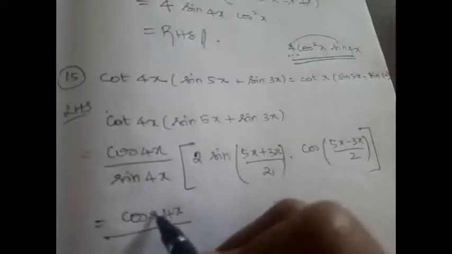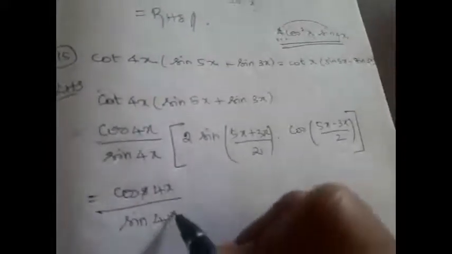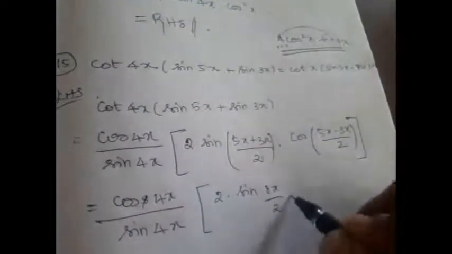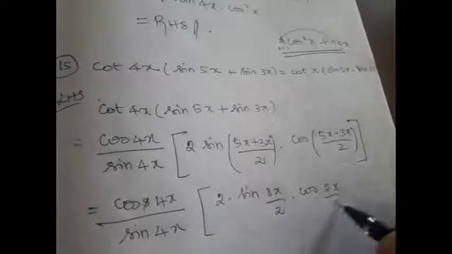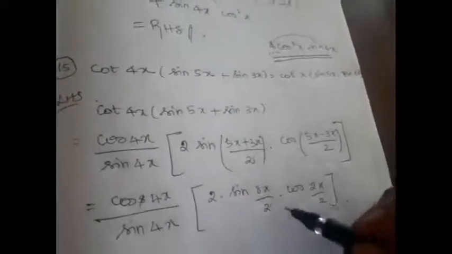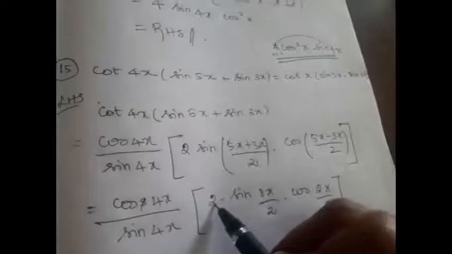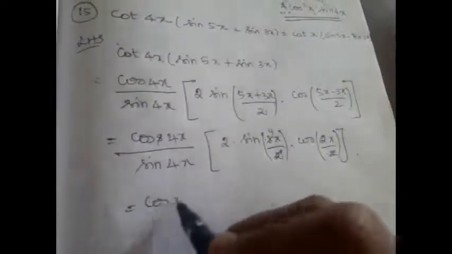So which is equal to cos 4x divided by sin 4x, which is equal to 2 into sin 8x divided by 2 into cos 2x divided by 2. Again and again I am repeating, this 2 and this 2 you should not cancel, but you are allowed to cancel this 2 with the 8 and this 2 with the 2, because this is an angle and this is a scalar, remember. So 2 4s are 8, here 2 1s are 2.